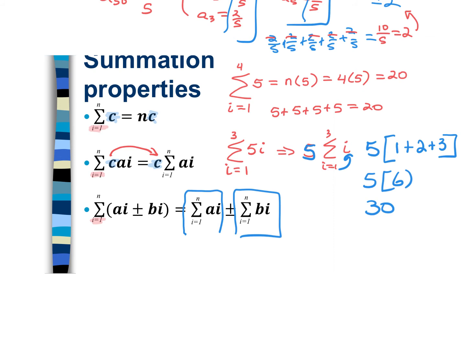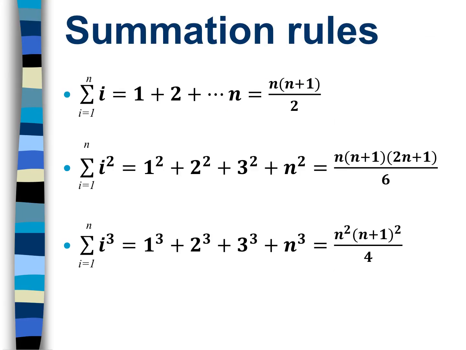Let's go ahead and look at the summation rules. When it's just an i, there's no exponent on it, you're just going to take the n value and multiply it times n plus 1, and then divide it by 2. When it's an i squared, you're going to take n times n plus 1 times 2n plus 1 and divide it by 6. And then when it's an i cubed, it'll be n squared times n plus 1 squared, divided by 4.